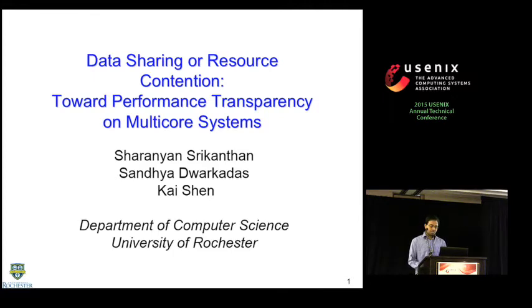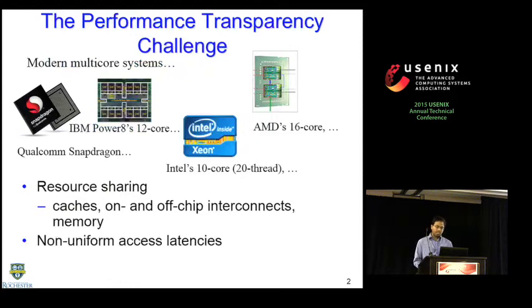Today, I'm here to talk about a recent work that focuses on extracting performance from modern multicore systems in a manner that's transparent to application users. It's an important challenge today because modern multicore systems are fairly complex. They share a lot of resources such as caches, on and off chip interconnects, and memory between all the CPUs in that system. And a natural implication of this sharing is there can be a lot of contention, and if this contention is not managed properly, it can result in a lot of performance degradation.